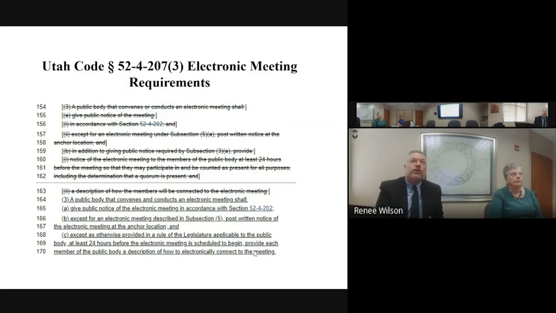But we've also included this with electronic meeting requirements. This got changed around a little bit, but it's just emphasizing again, you need to know how people voted, but then also giving notice as necessary for the public meeting.